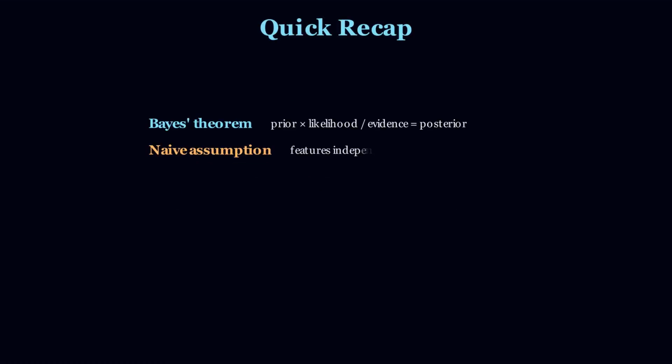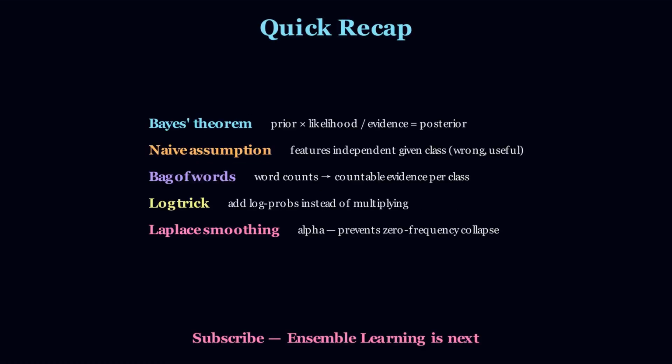Let's lock in what we covered. Bayes' theorem, updating belief from prior to posterior using evidence. The naive assumption, treating features as independent, even when they're not. Bag of words, turning text into countable evidence per class. The log trick, adding instead of multiplying to avoid underflow. Laplace smoothing, the alpha parameter that keeps zero-frequency words from breaking things.